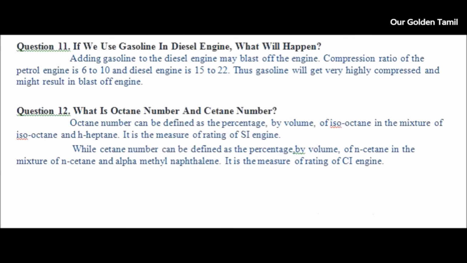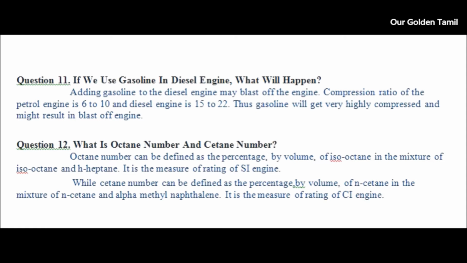Question 11. If we use gasoline in a diesel engine, what will happen? Answer. Adding gasoline to the diesel engine may blast off the engine. Compression ratio of the petrol engine is 6:10 and diesel engine is 15:22. Thus gasoline will get very highly compressed and might result in blast off of the engine.